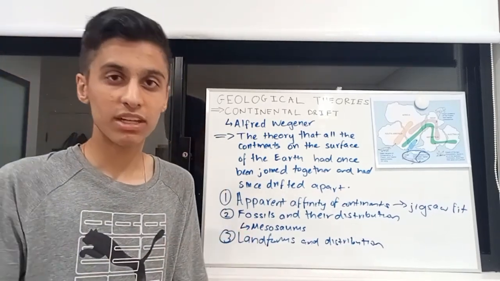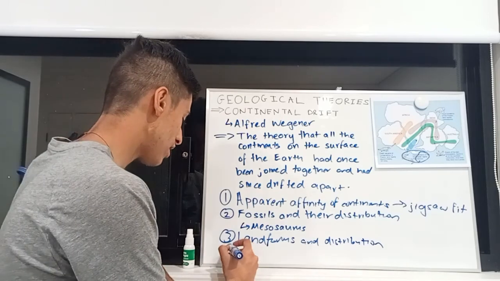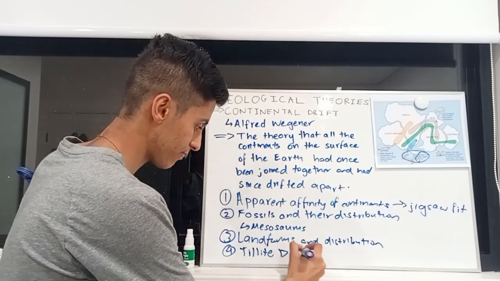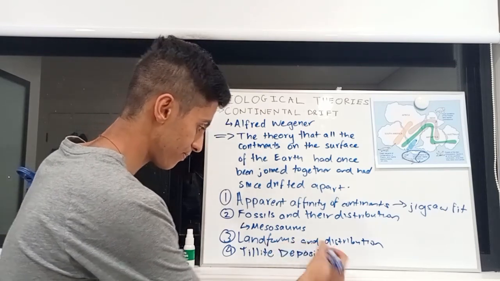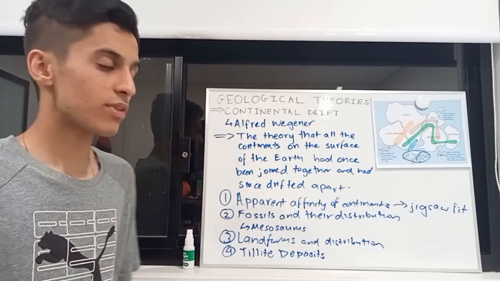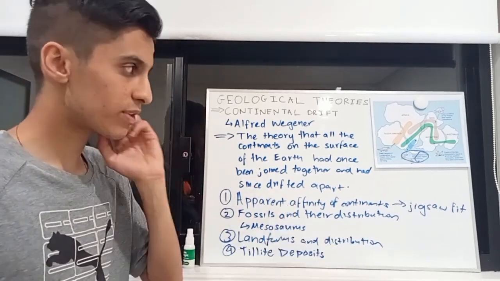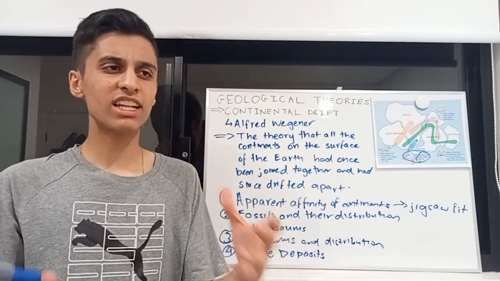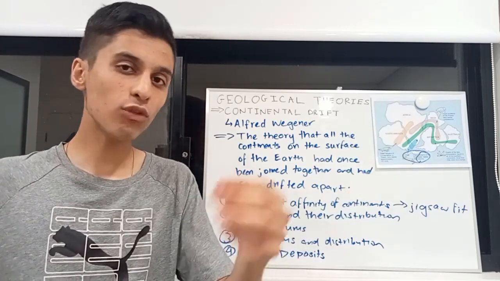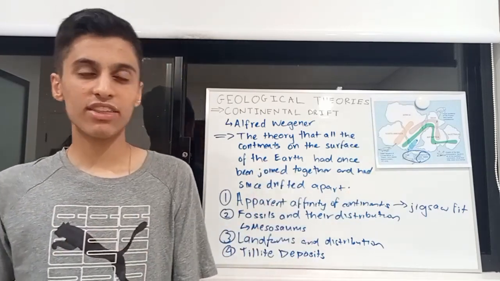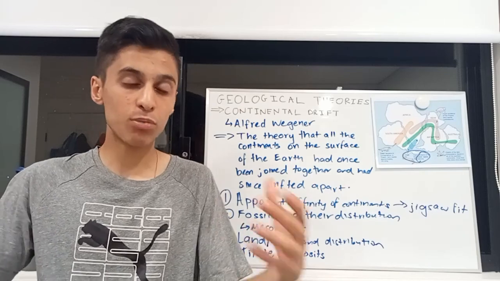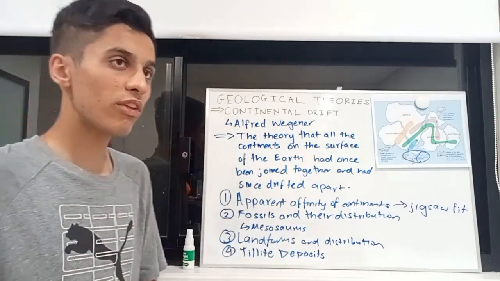Now, fourthly, and this is a bit confusing, the last piece of evidence that he gave was tillite deposits. So basically, tillites are sediments deposited by glacier ice. So when glaciers moved through these continents, and glaciers are rivers or sheets of ice that flow across the land surface, they often carry grains and sediments, and these grains and sediments are often deposited, and these deposits are known as tillites.